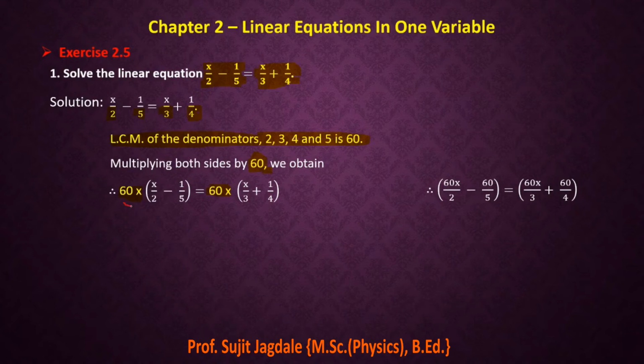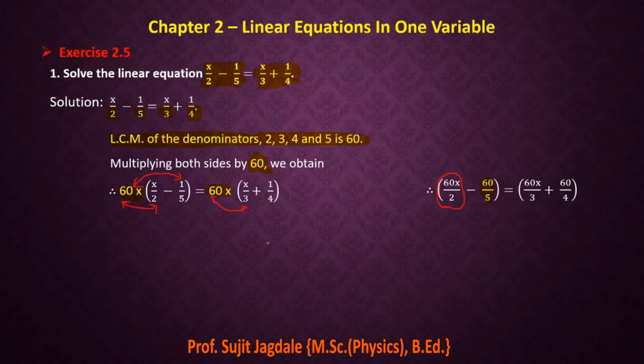First we are going to write it like this: 60 into the first term, 60 into x upon 2, so that will be 60x divided by 2. Then the next term is 60 into 1 upon 5, then it will be 60 divided by 5, because 60 ones are 60, so that's why 60 upon 5, which is equals to again 60 into x upon 3.